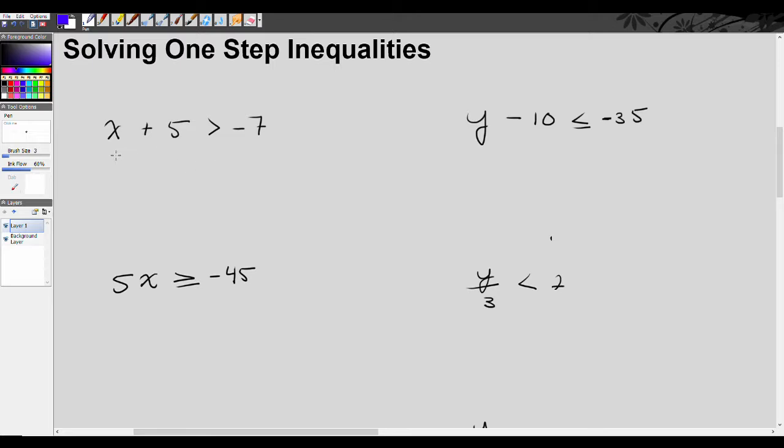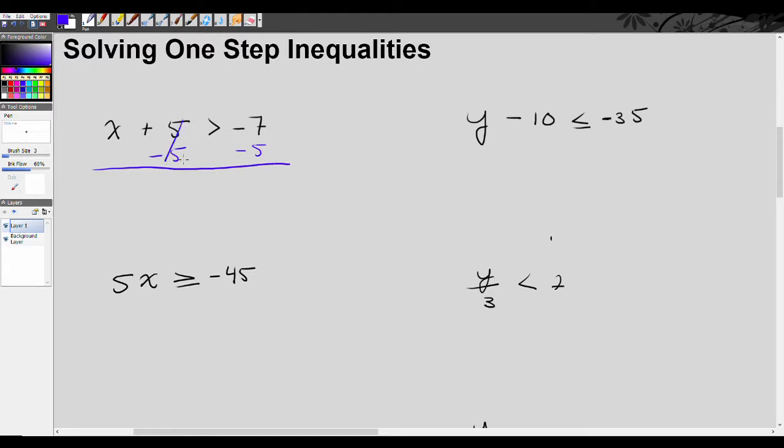You still have to isolate the variable in order to solve the inequality. So let's go ahead and take a look at these examples here. So here, x plus 5 is greater than negative 7. In order to isolate x, I need to eliminate or undo this plus 5. How will I do that? I'm going to subtract 5 from both sides.